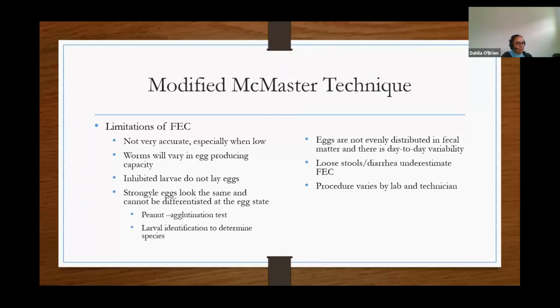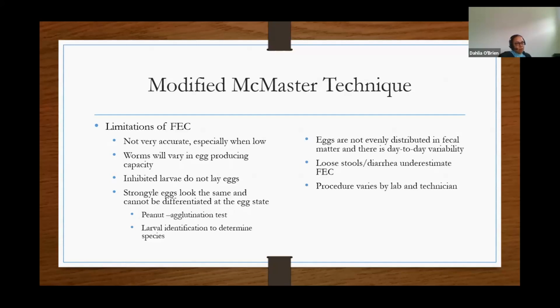Inhibited larvae do not lay eggs, so if they're in their hypobiotic stage inside the animals, they aren't laying eggs. So even though they're inside the animals, they're not laying eggs, so it will not indicate whether they have the presence of worms inside or not. Strongyle eggs all look the same, and they cannot be differentiated at the egg stage. In order to do this, you'd have to use other techniques, such as a larval identification or peanut agglutination test to identify Haemonchus from the other parasites.